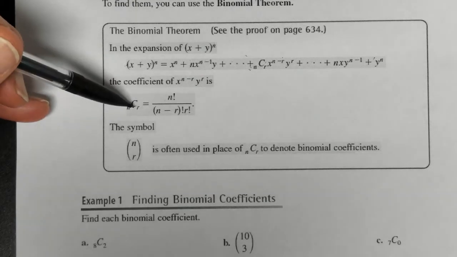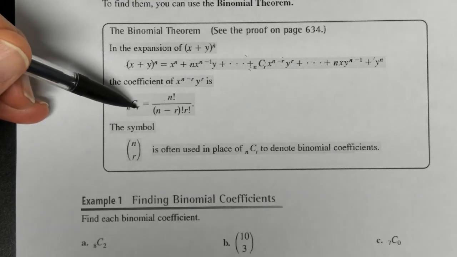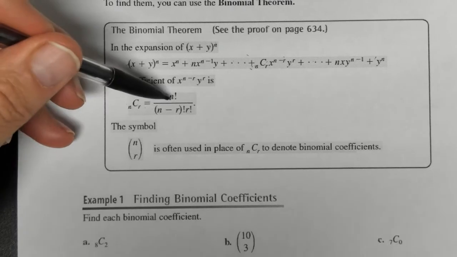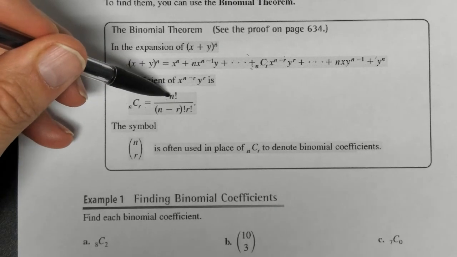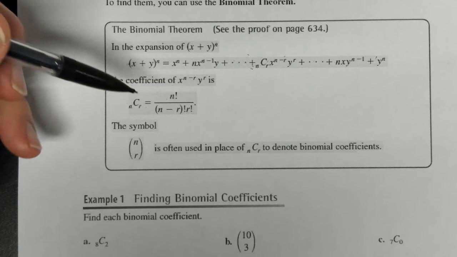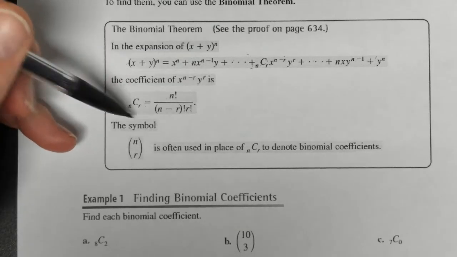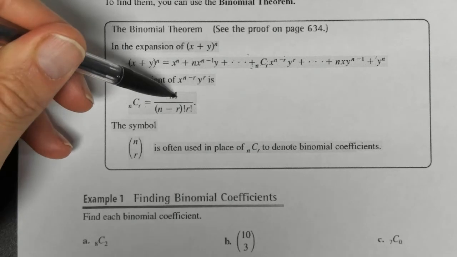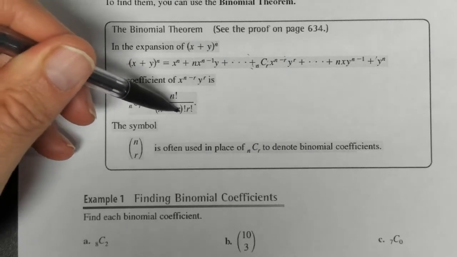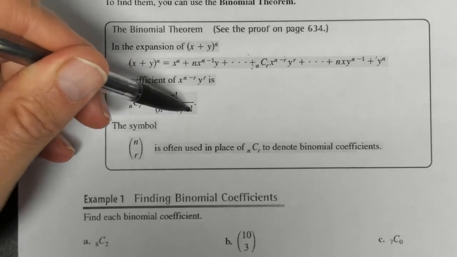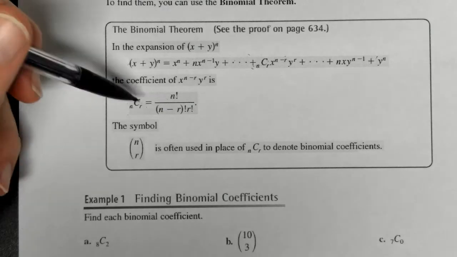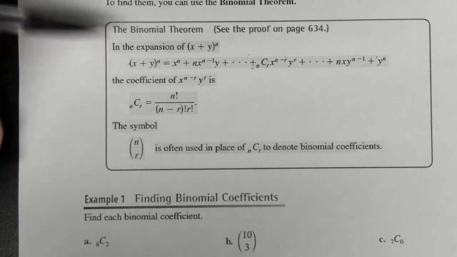Now, for those of you who are not familiar with combinations, here's what it's equal to. A combination of N chooses R is equal to N factorial, which, remember, factorial means like 5 factorial is 5 times 4 times 3 times 2 times 1. So that combination is equal to N factorial over N minus R factorial times R factorial. Okay, and we'll get some practice at calculating that here in just a moment.